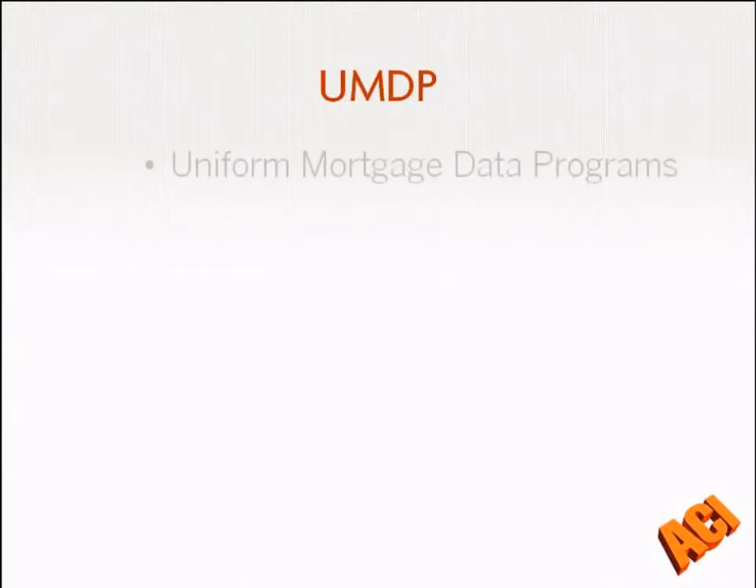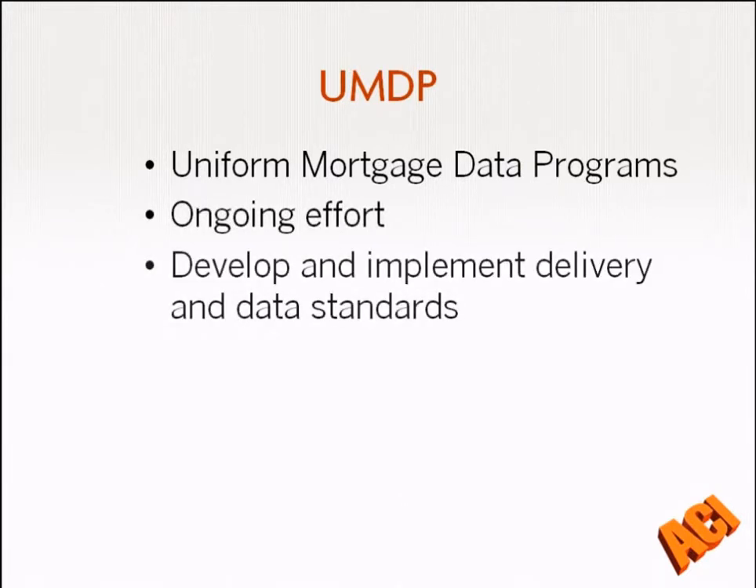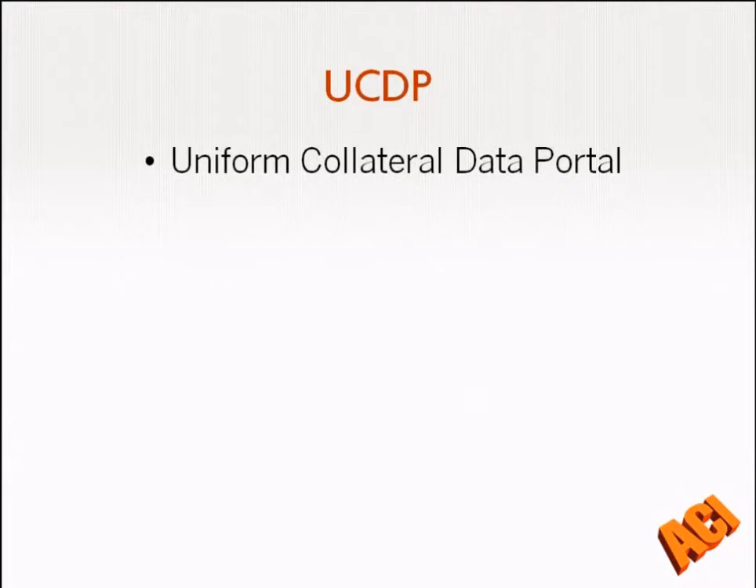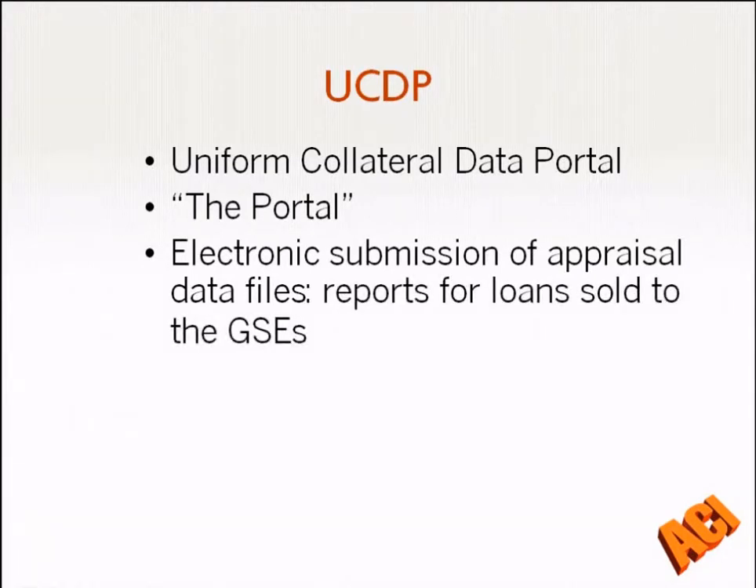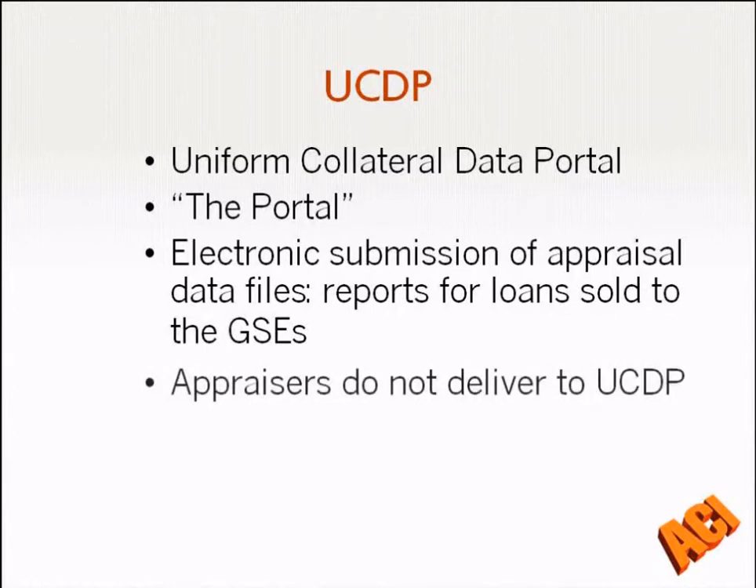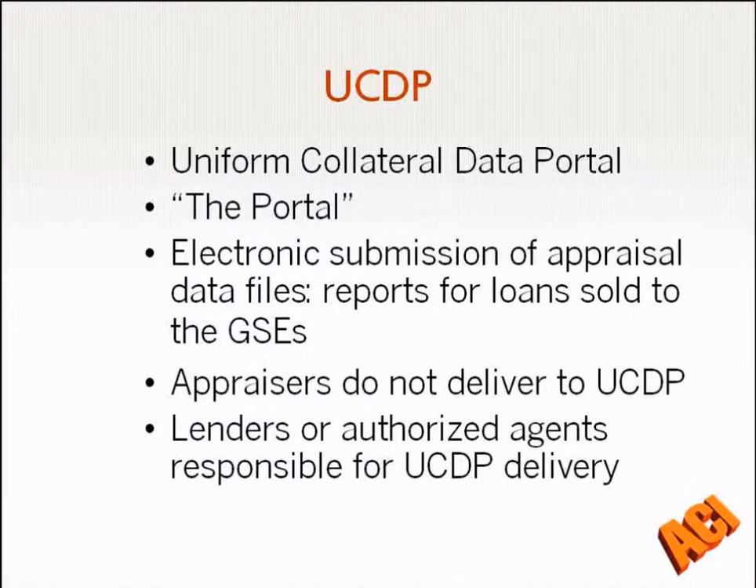UMDP is the Uniform Mortgage Data Programs, an ongoing effort by the GSEs to develop and implement loan delivery and appraisal data standards. UCDP is the Uniform Collateral Data Portal, sometimes simply referred to as the portal. UCDP is the single portal for the electronic submission of appraisal data files, your reports, for loans sold to the GSEs. Appraisers do not deliver reports directly to the UCDP. Lenders or their authorized agents, for example an AMC, are responsible for UCDP delivery.